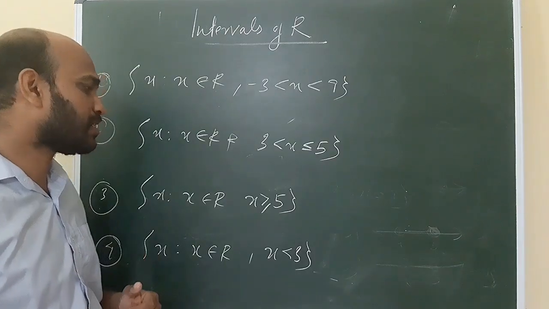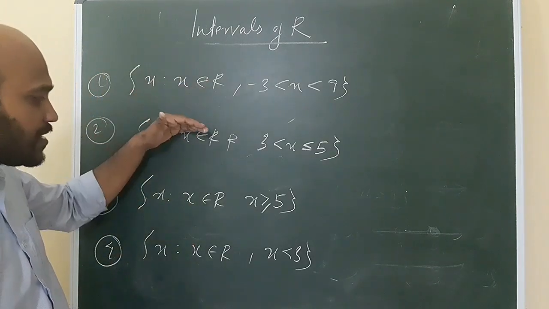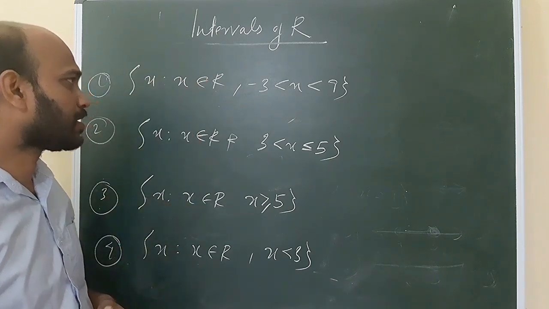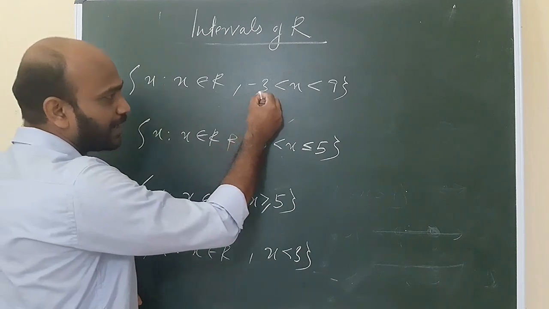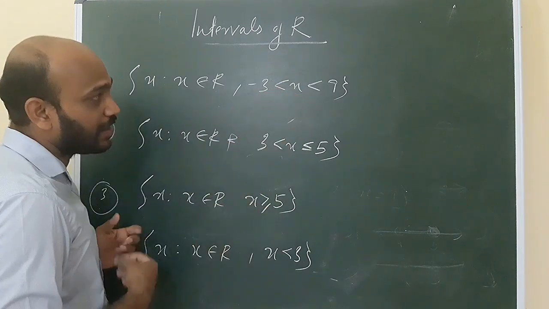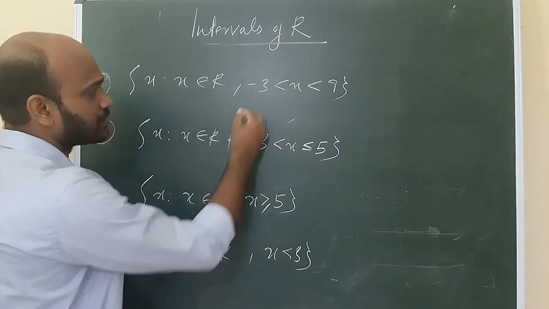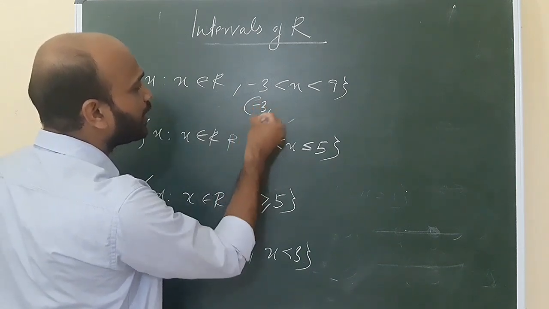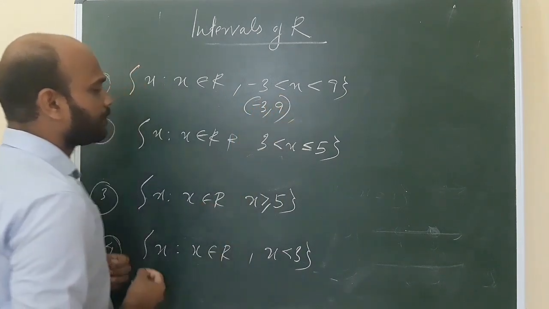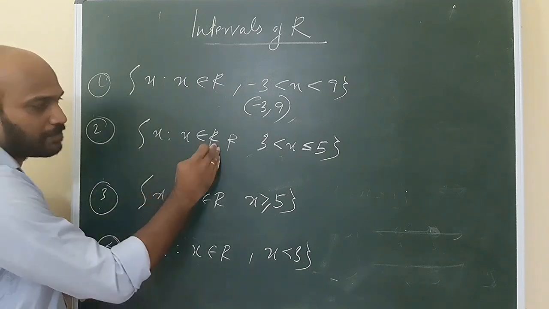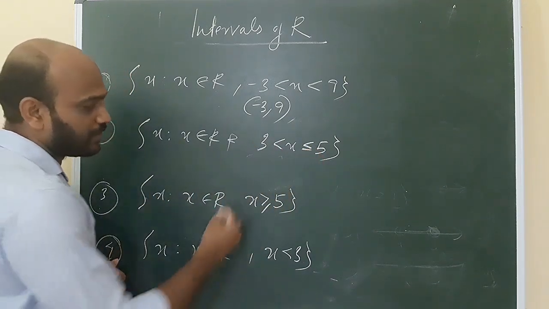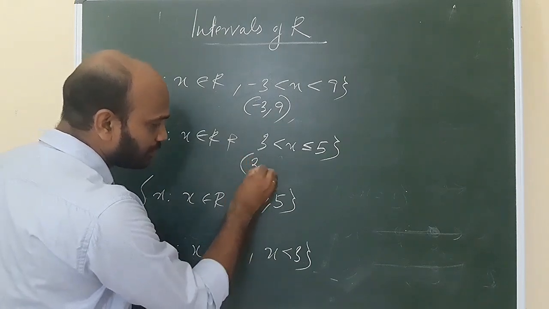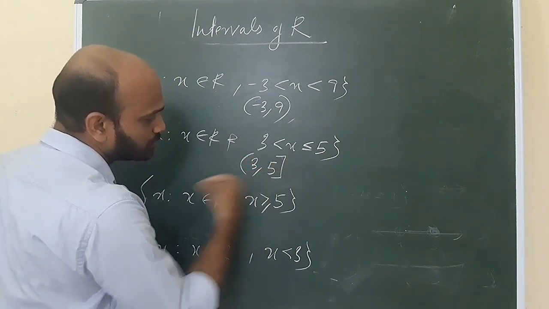Another set of questions. Here you have to represent the following sets by using intervals. What about the first question? All real numbers between -3 and 9, excluding -3 and 9. That is an open interval. Open interval -3 to 9. Second one, all real numbers between 3 and 5, excluding 3, including 5. Half open, 3, and the set is closed.